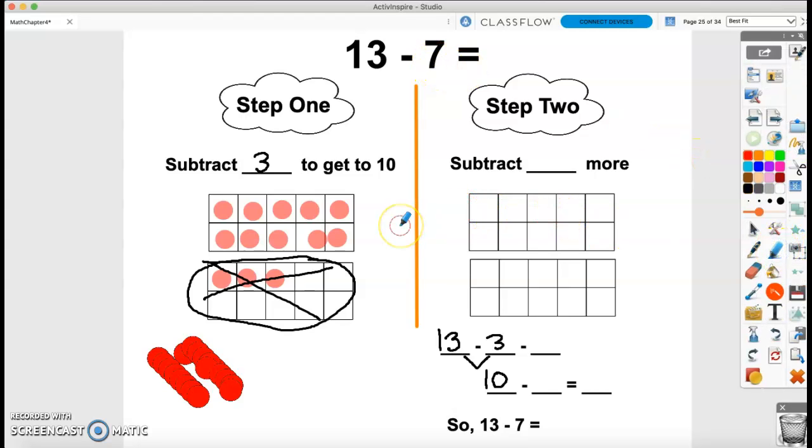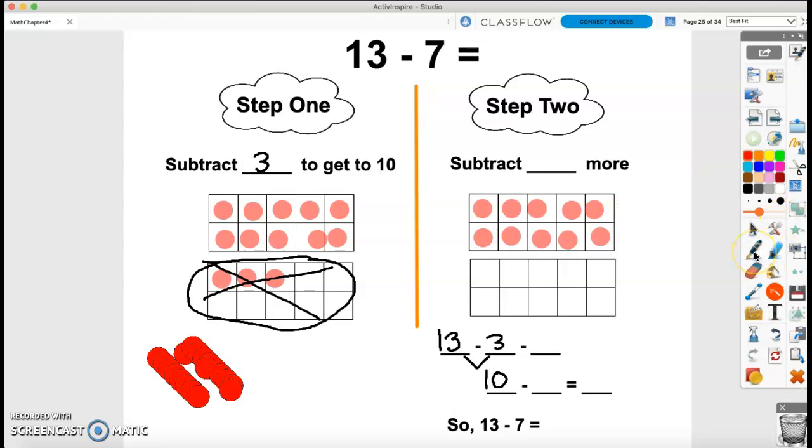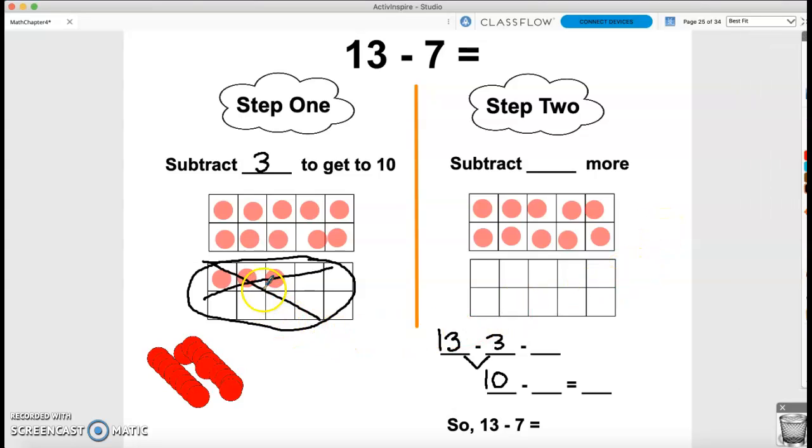So I'm going to put my 10 frame right here. I have 10 now. I'm going to fill it up because I know that if I fill up a 10 frame, it's 10. And I need to continue subtracting until I get to 7. So I subtracted 3, and I have to figure out how many more. So 4, 5, 6, 7. So I'm going to be subtracting off all of these, which is how many? 4. Good job. So I still have to subtract 4 more.